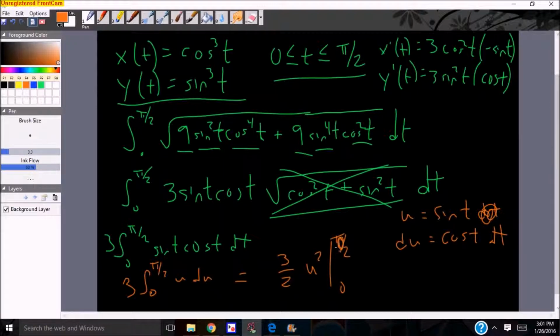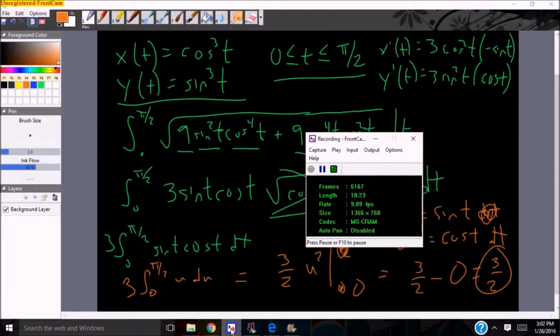Oh, excuse me, it shouldn't be going from 0 to pi over 2 anymore. I should be putting 0 in for sine. That still gives me 0. Pi over 2 in for sine gives me 1. And so this is going to give me 3 halves minus 0, which is in fact 3 halves. We did it.